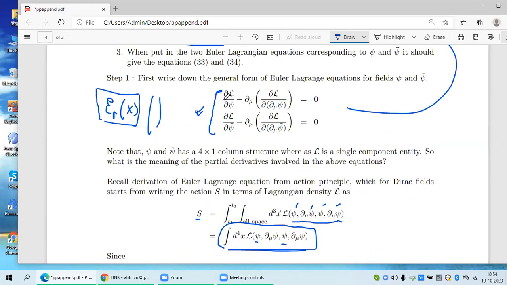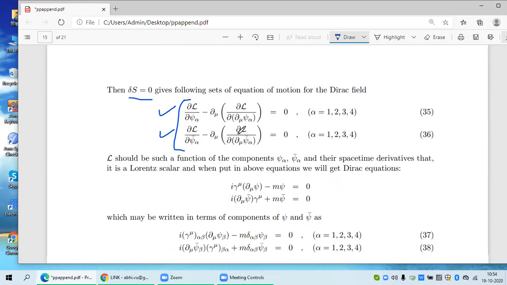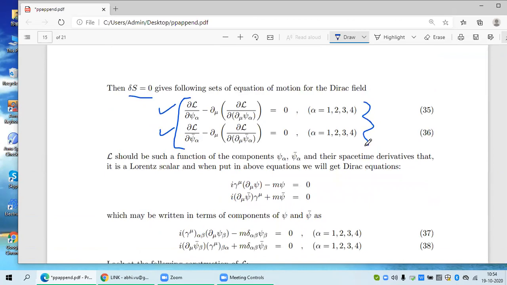These 8 equations are written in a compact form in this set of equations. So this contains 4 equations. This contains 4 equations. Symbolically, this has no mathematical meaning. Symbolically, it captures the content of these 8 equations. Is it clear to everybody? Okay, sir.